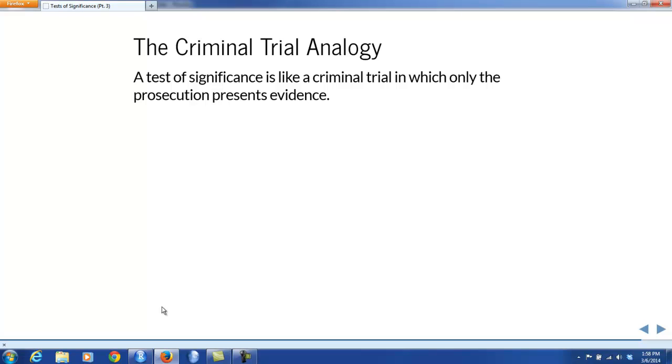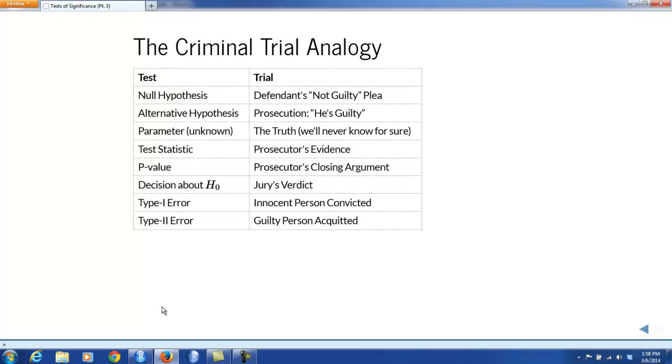A test of significance is like a criminal trial in which only the prosecution presents evidence, and for one reason or another, the defense decides simply to rest its case before making it. In this analogy, the null hypothesis in a test of significance is just like the defendant's plea of not guilty, and the alternative hypothesis is just like the prosecution's claim that the defendant is guilty. In a test of significance, there's a parameter whose value we do not know and will never know. In a trial, there's the truth about the situation, whether or not the defendant actually committed the crime. And that we'll never know for sure.